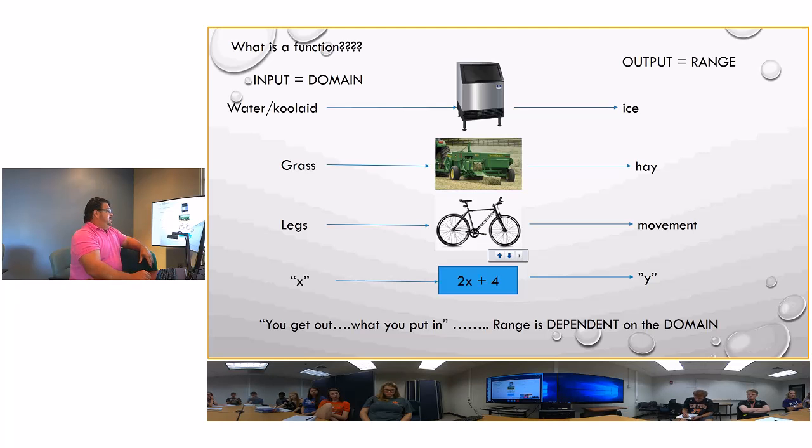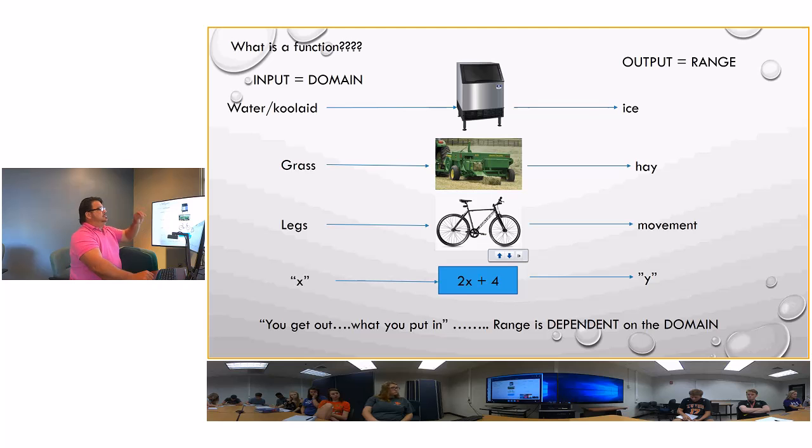Okay? Now, all of these things are what you call functions. And the function in algebra is the actual equation. What you put into the equation is x. What you get out of the equation is y. Now, let's go back to the ice machine. If I put in 5 gallons of cherry Kool-Aid, I'm going to get out 5 gallons worth of ice. So what I put into it, I'm going to get out of it.